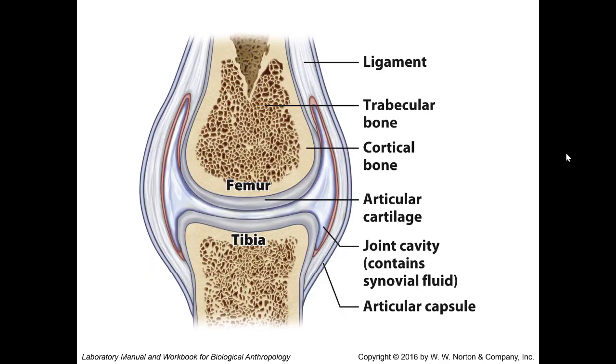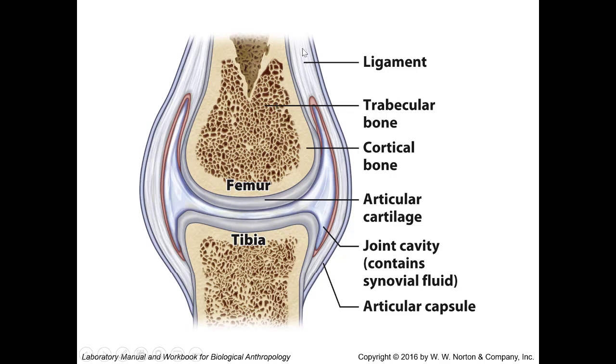So here's the joint, right? You can see again, this is between the femur and the tibia, your knee. Here's your bone. Here's your femur. Here's your tibia, right? And this is not the woven bone that I'm talking about. Don't get it confused, right? This is something else, and we're going to talk about it.